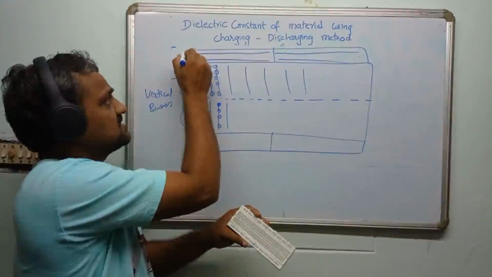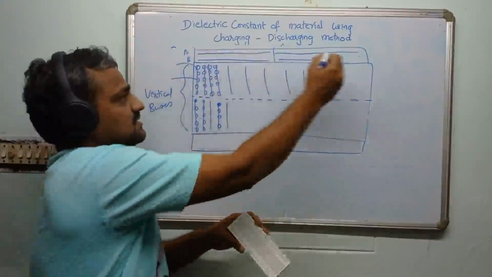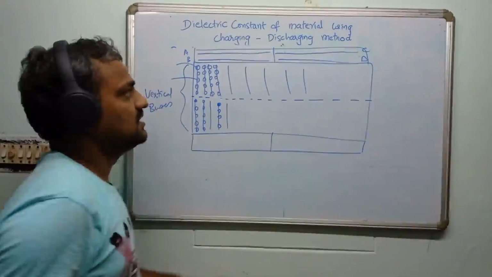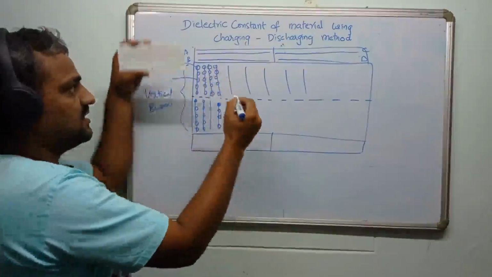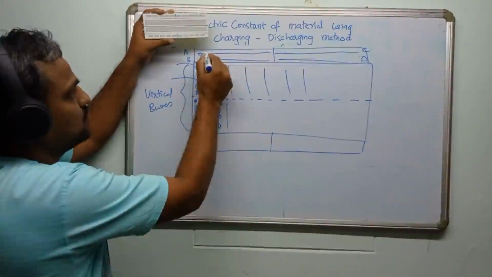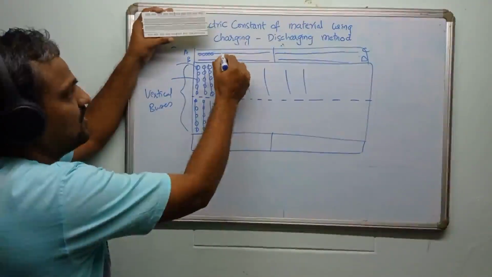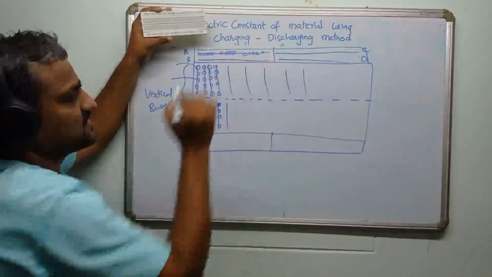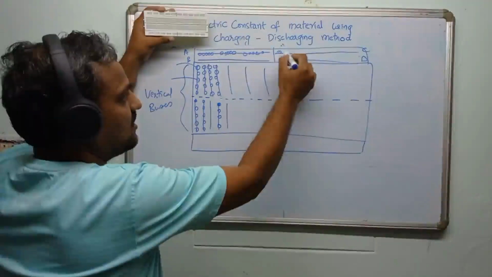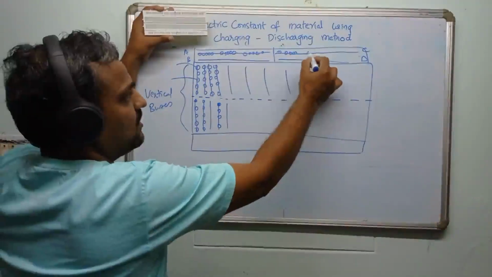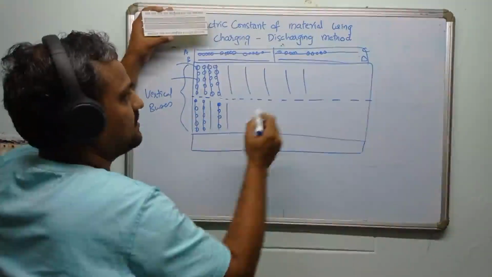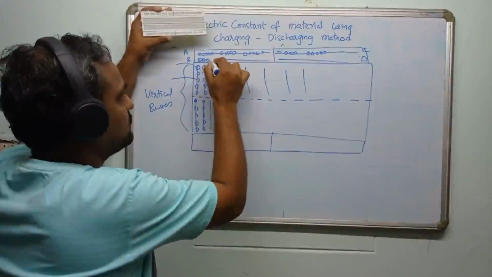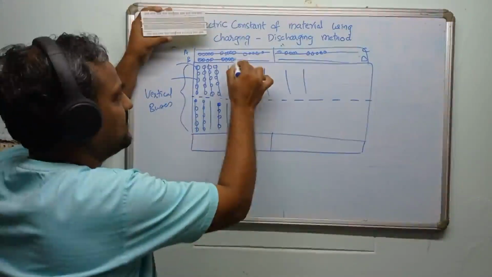So for demarcation sake, I'll be calling this A bus, B bus, C bus, D bus. Please try to observe that there are some holes even here also. Here you have 1, 2, 3, 4, 5, and similarly here 1, 2, 3, 4, 5, and so on.